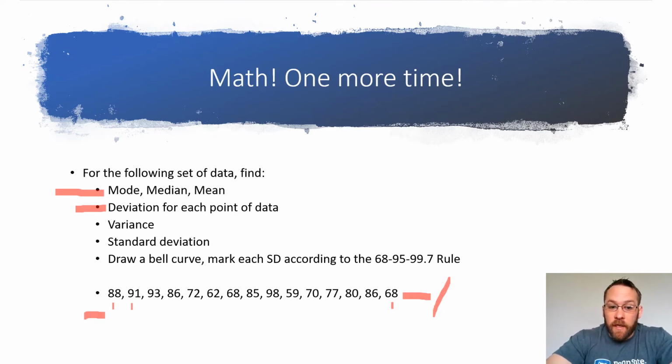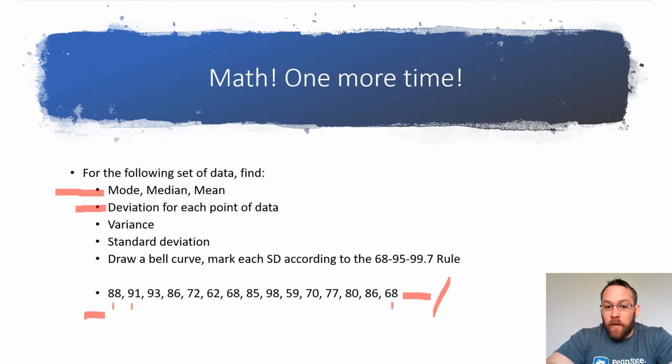Then you take each set of data, 88 minus the mean, 91 minus the mean, 93 minus the mean. Now you have a new set of numbers. You take all those numbers and you square them. You add up all of these new numbers that have all been squared. Then you divide by 15 again. That gives you the variance. You take that variance, you find the square root of it, and that'll give you the standard deviation.